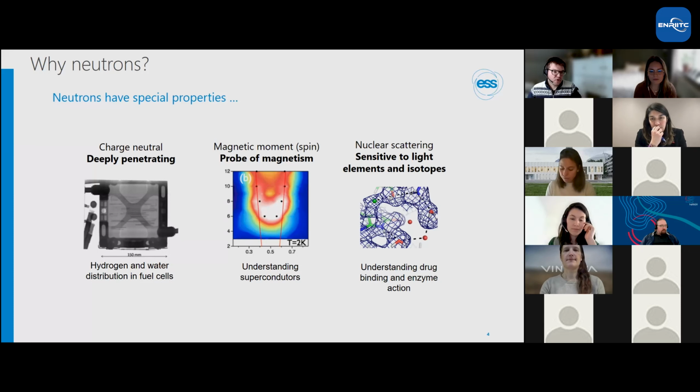And then also neutrons are scattered by nuclei, which turns out to mean that they are especially influenced by, for example, light elements. And they can also even differentiate between different isotopes of the same element. Between all these things that I just mentioned, they then allow us to visualize, for example, hydrogen fuel cells, to design better superconductors, and to understand drug binding and enzyme actions, for example.